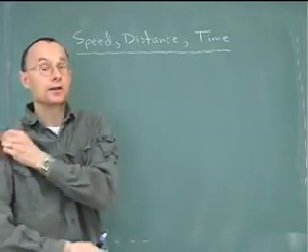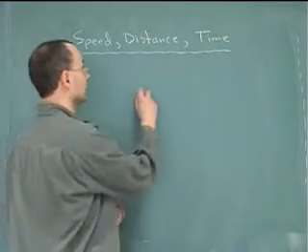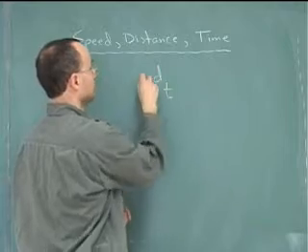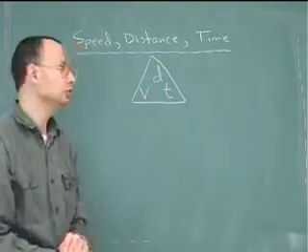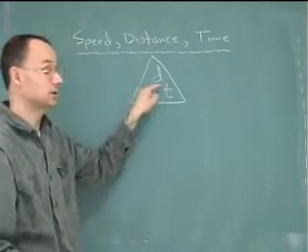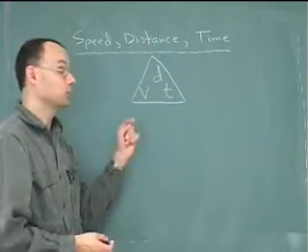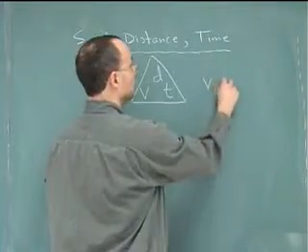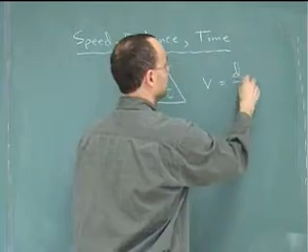But before we go ahead and do an example, I want to refresh your memory on this little relationship: speed or velocity, distance, and time. You may have seen this little triangle before, and it shows you the relationship between speed or velocity, distance, and time, and allows you to very easily create three different equations. One of them is that speed or velocity equals distance divided by time.